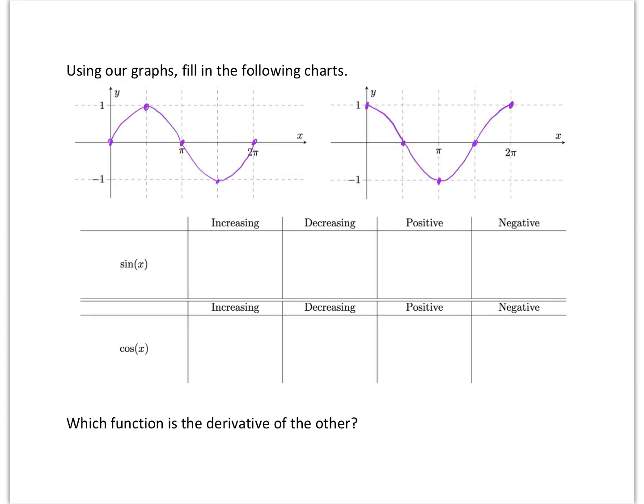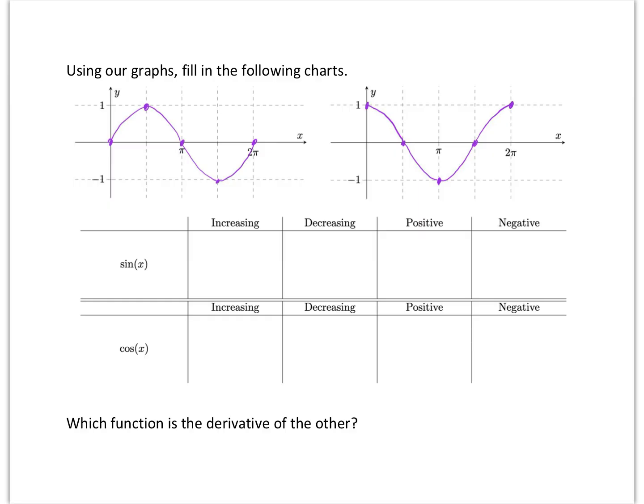All right, using those graphs that we just created, I want to fill in these charts about when each of these functions, sine and cosine, is increasing, when is it decreasing, where is it positive, where is it negative. Because I know there's a relationship between a function is increasing and its derivative is positive. And when a function is decreasing, its derivative is negative. So I want to see if I can see this relationship between sine and cosine or cosine and sine.